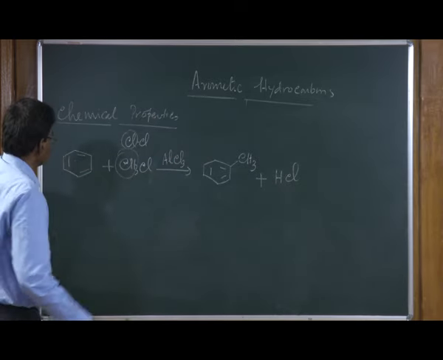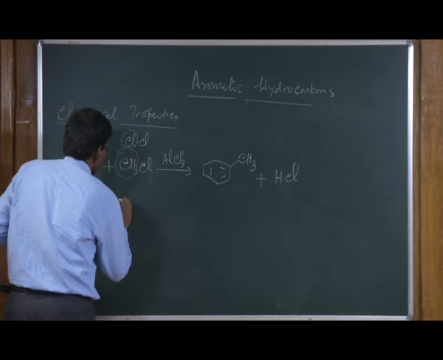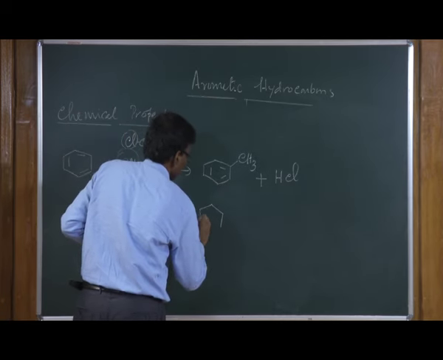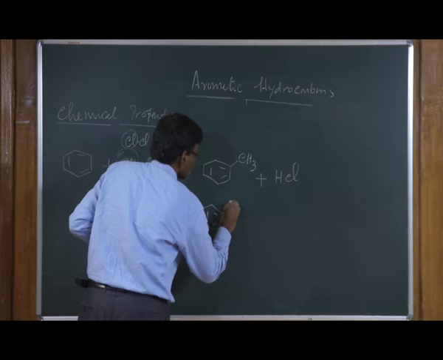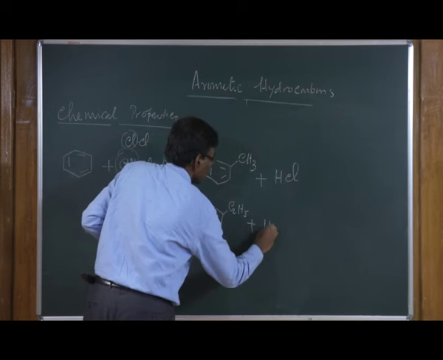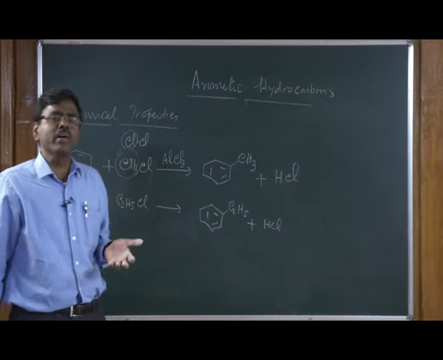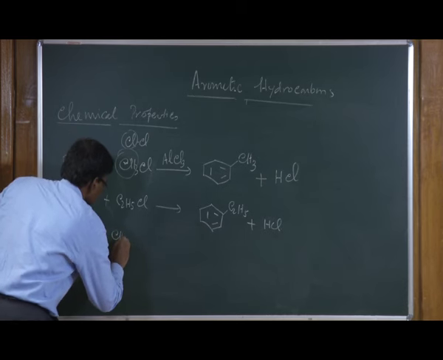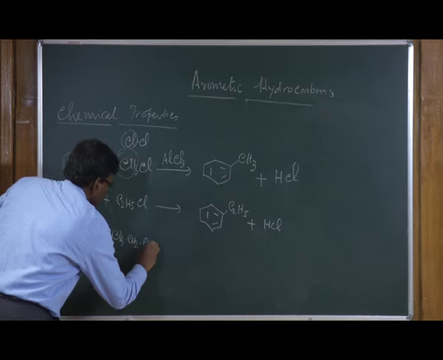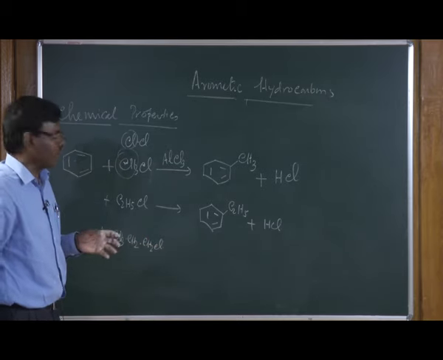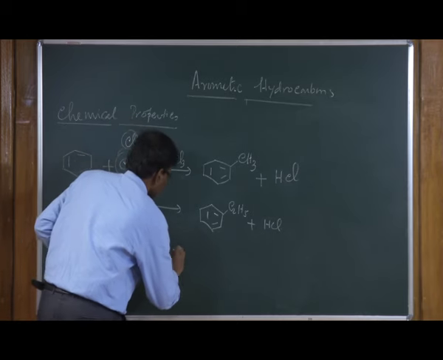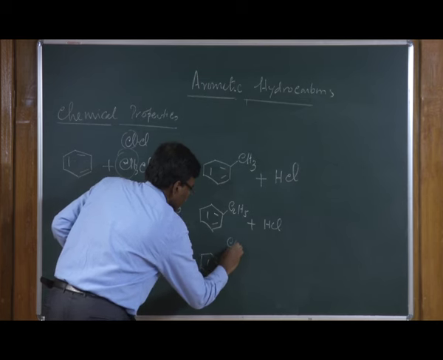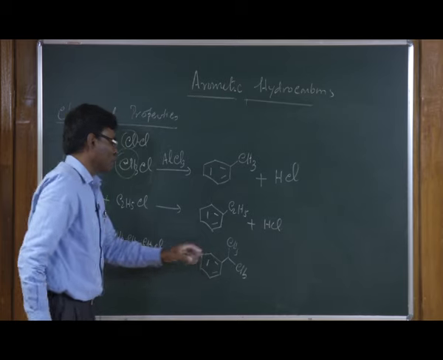And similarly, when you have chloroethane, you can convert it into ethyl benzene. However, when you go for larger alkyl halides, like chloropropane, we will have a problem there. In this case, when you react, usually the isopropyl benzene is obtained as a product.